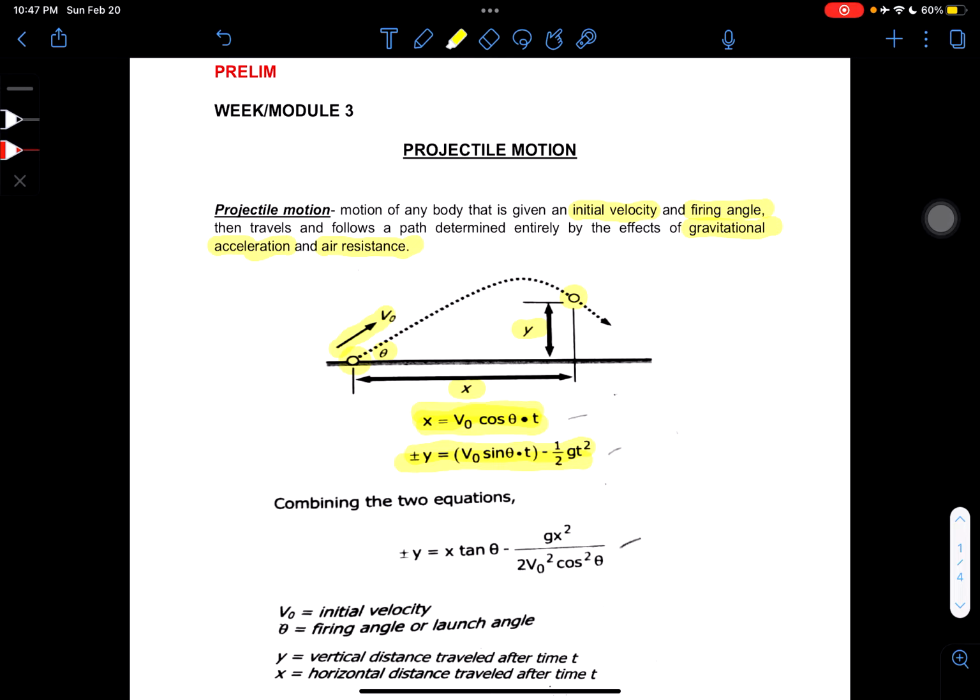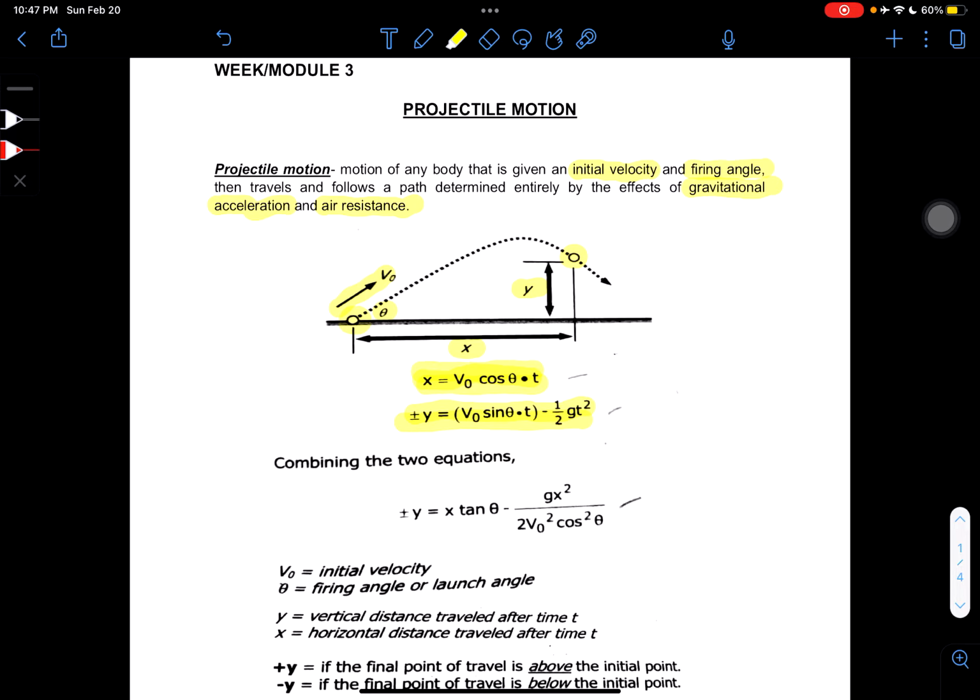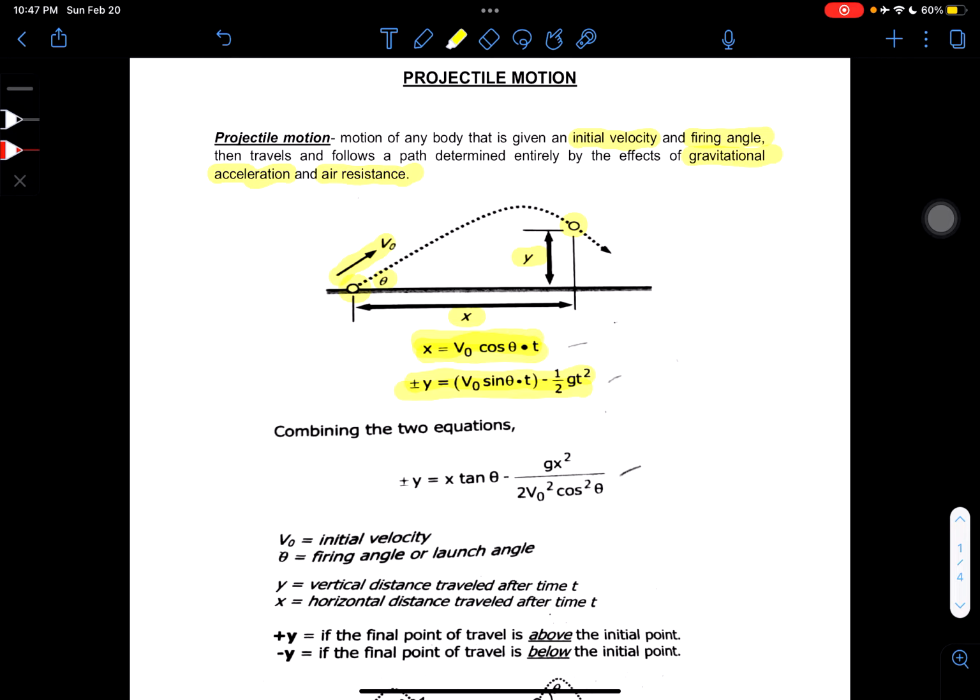So to combine the two equations, if needed, we use both equations. So we have here plus or minus y is equal to x tangent of theta minus g x squared over 2 multiplied by the initial velocity squared cosine squared theta. So this is the combined two equations. We can use this if it is required by the problem.